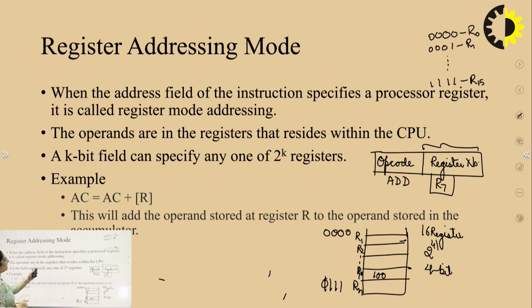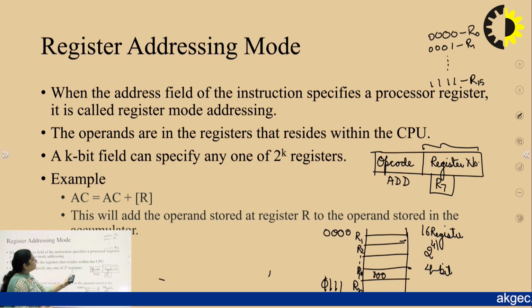This is register addressing mode. The operands are in the registers that reside within the CPU. As I have discussed earlier, registers are memory elements which are inside the CPU, and our operands lie in the registers specified in the instruction. A k-bit field can specify any one of 2 raised to the power k registers. That is, if I have 16 registers, a 4-bit field is required to identify one of the 16 available registers.